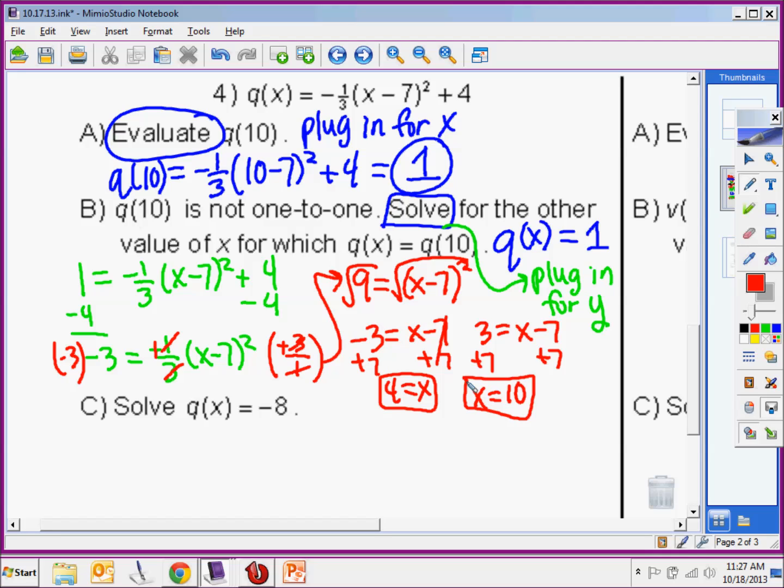All right, C you should be able to do yourself. C is solve, and what does solve tell us to do? Plug in for who? Y. So I'm going to let you do C on your own.